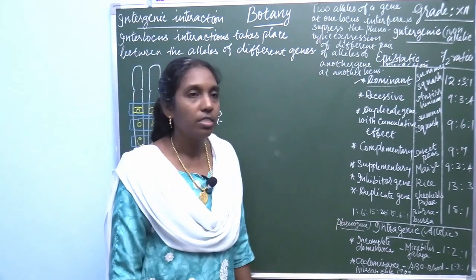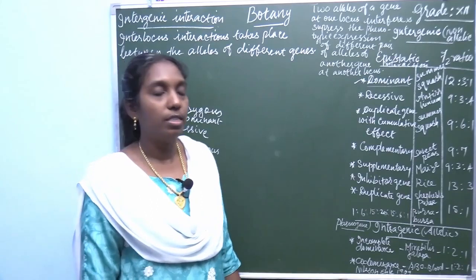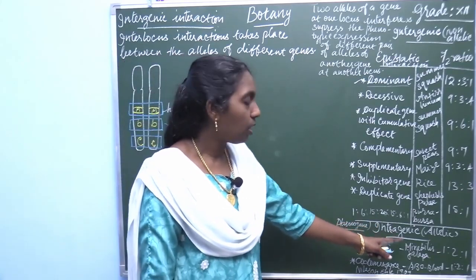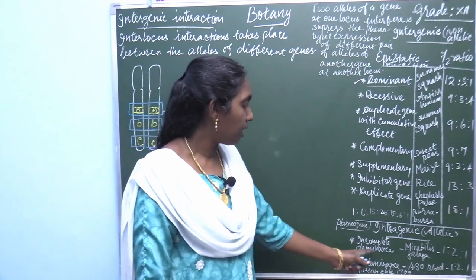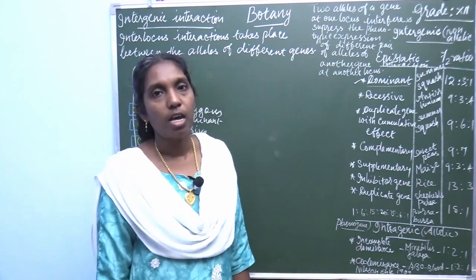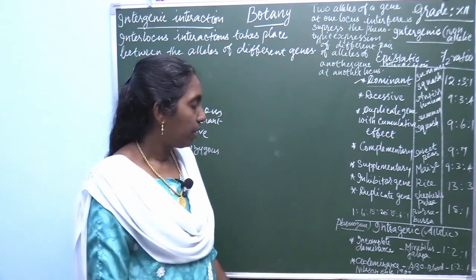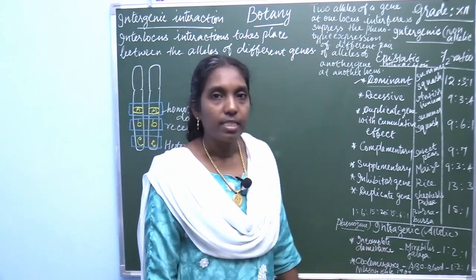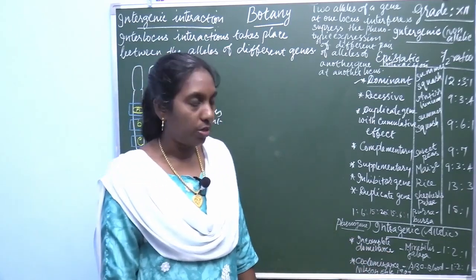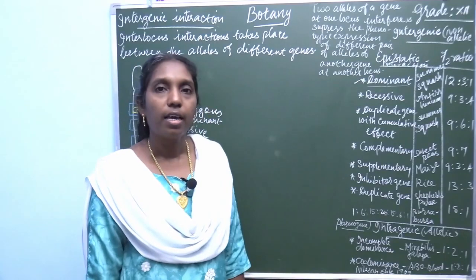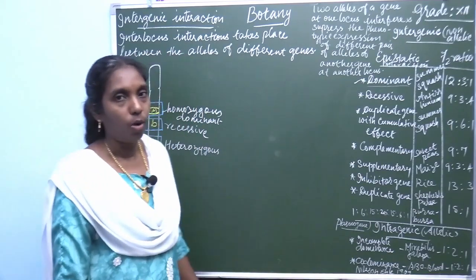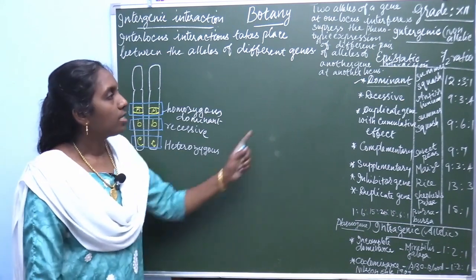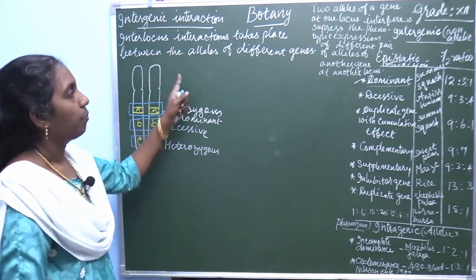Then, intragenic interactions are otherwise called allelic interactions. Already you learned there are two types, incomplete dominance and codominance. What is the example of incomplete dominance? Mirabilis jalapa, it gives the ratio 1:2:1. Codominance, ABO blood group, it also gives a 1:2:1 ratio. Let us see this dominant epistasis.